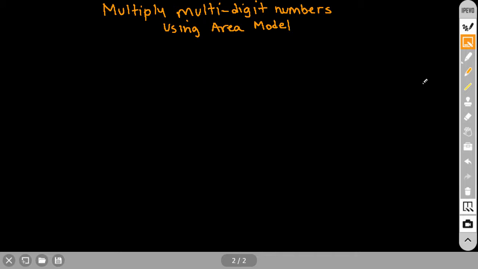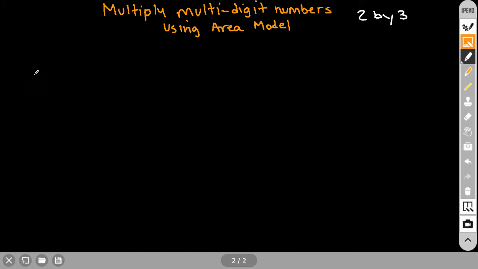Hi everybody. Today we are going to continue learning more about multiplication of multi-digit numbers using the area model. So we are still talking about the area model, which is with the rectangle or the box. But today, instead of multiplying 2 by 2 digits, we're doing actually 2 by 3 digits. So let's do one example.